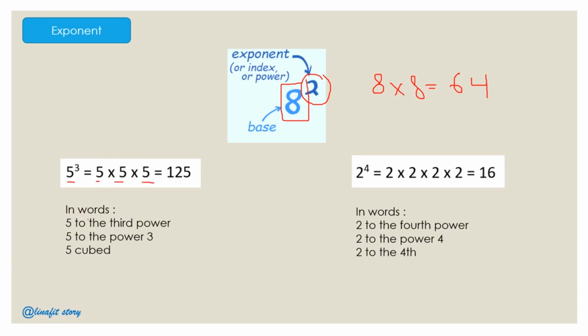In words, 5 to the third power, 5 to the power 3, or simply 5 cubed. Another example: 2 to the fourth power, or 2 to the power 4, or 2 to the fourth, equals 2 times 2 times 2 times 2 equals 16. And then some people use the caret symbol. So for example, this is the same as 2 to the fourth equals 16.